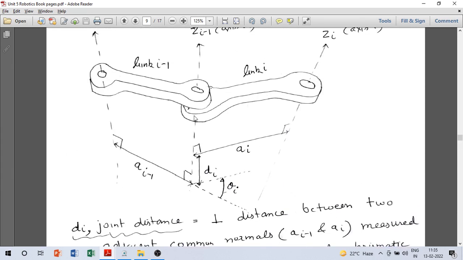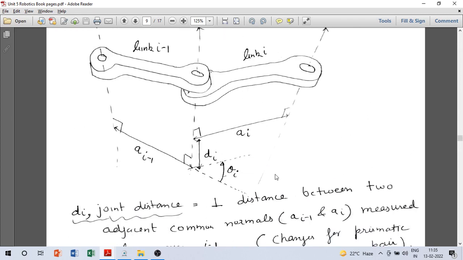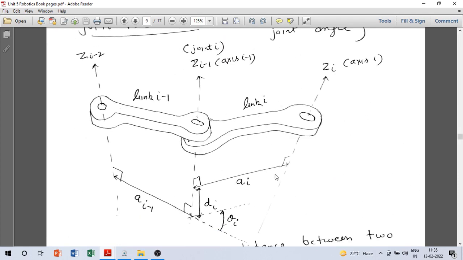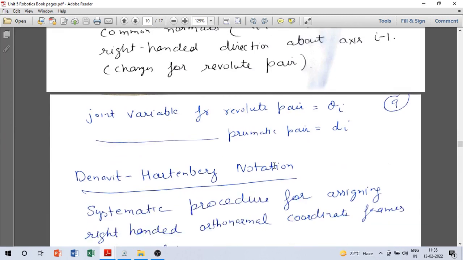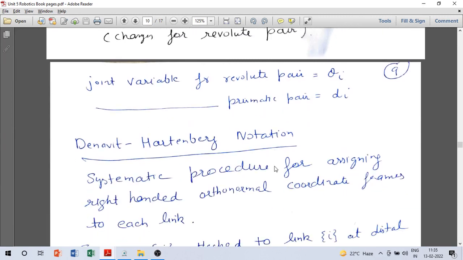So axis i minus 1 here was in the vertically upward direction. So the angle between a_{i-1} and a_i measured along this direction, that is this theta i or joint angle. So these two are joint parameters. So we talked about link parameters and joint parameters. Now the joint variable for a revolute pair is theta i, because for a revolute pair theta i is what changes, and the joint variable for a prismatic pair is d_i, that is what changes.